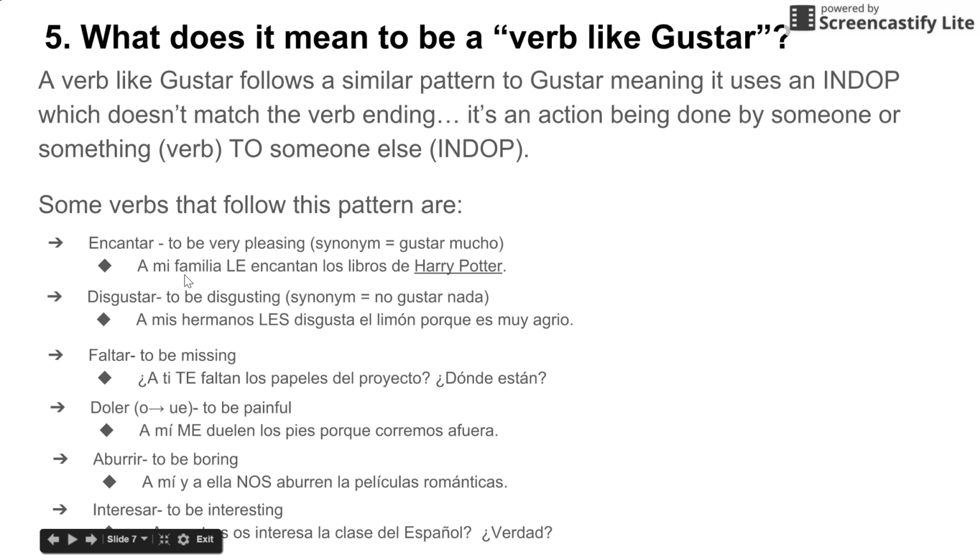So, we have le because it's a mi familia. We have les because it's a mis hermanos. Te because it's a ti. Me because it's a mí. Nos because it's a mí y a ella. And os because it's a vosotros.